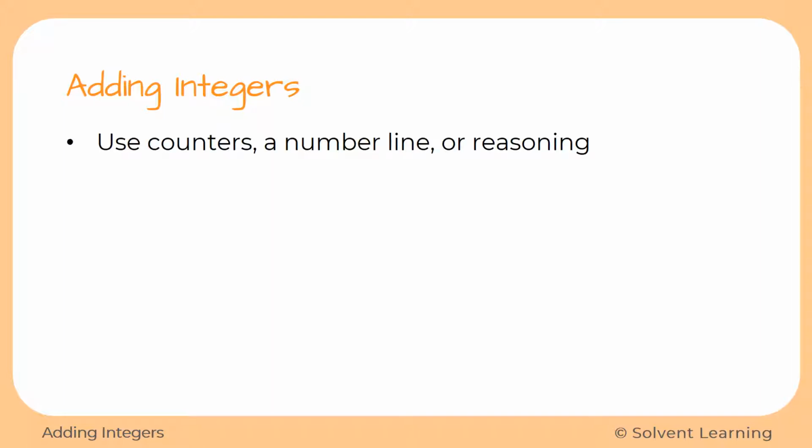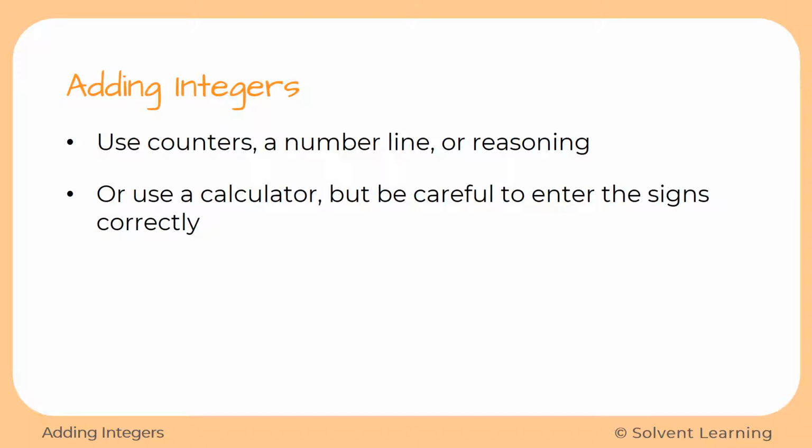So just to summarize, we saw 3 different strategies that we can use for adding integers. We can use counters, a number line, or reason our way, which means just thinking our way through the problem. Another way is to use a calculator if you have one available or if you're allowed to use them in class. Now when you use a calculator, you just have to be very careful to enter the signs correctly. So just make sure that you pay attention to the negatives and subtraction signs and don't get those mixed up. And it just comes with practice to get more comfortable with it.